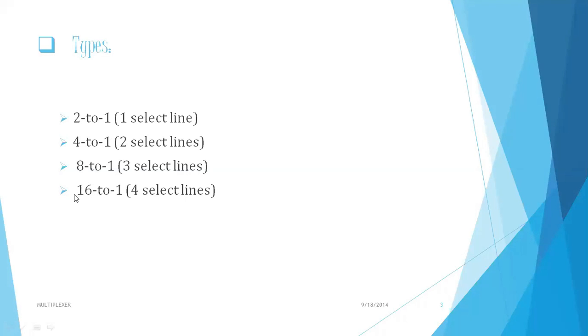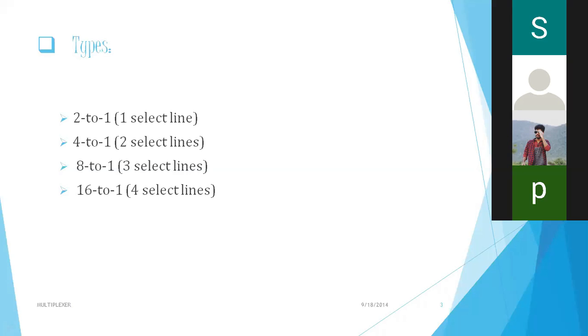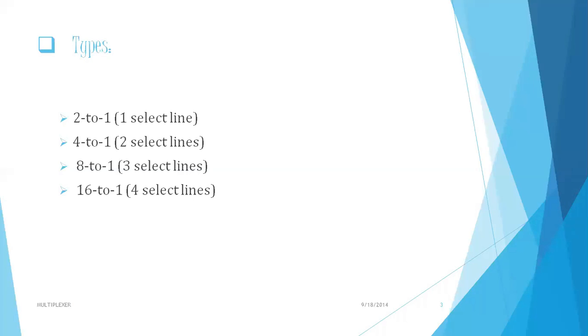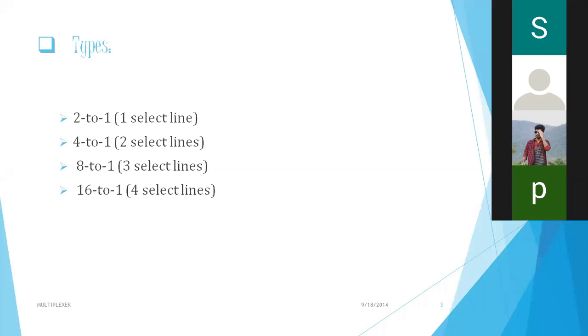And next is the 16 to 1 multiplexer. That is 2 power 4, which is 16, so there are 4 selection lines. This is the concept of the multiplexer. We pass 2 power n input lines and it produces only one output, with n selection lines. So 2 to 1 multiplexer means one selection line, 4 to 1 means two selection lines, 8 to 1 means three selection lines, and 16 to 1 means four selection lines. Is it clear?